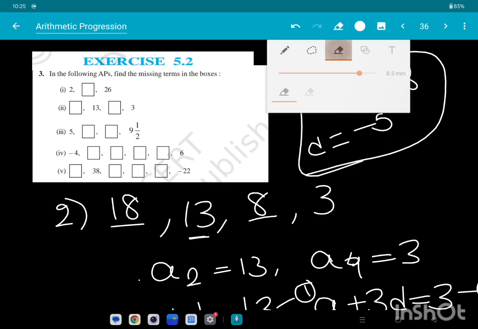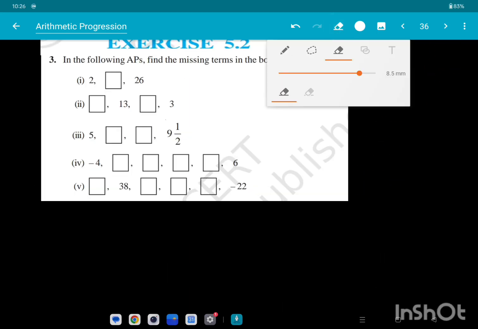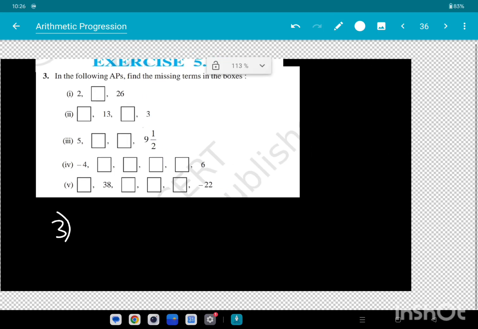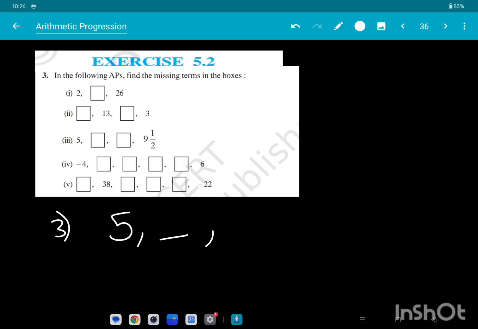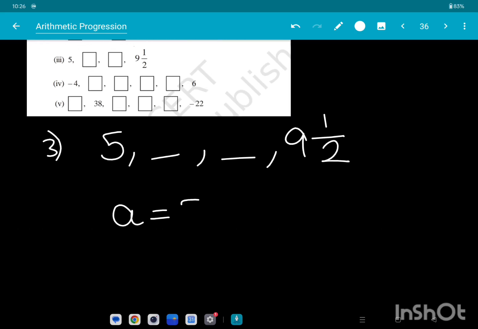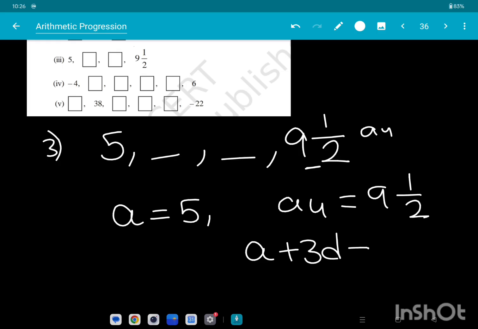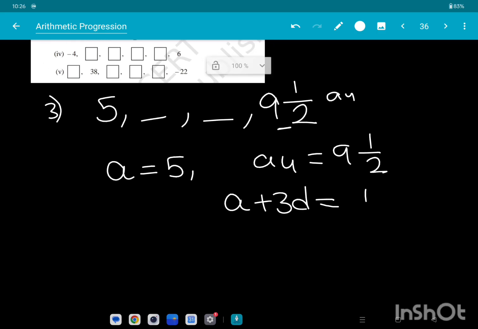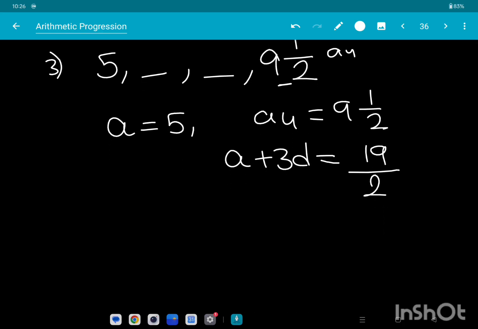Now we will move on to the next problem. The third question: the given AP is 5, dash, where the second term we need to find, the third term also we need to find, and the fourth term is 9 1 by 2. Here it was given the first term A is equal to 5. Here it is the A4 term, right? A4 is given as 9 1 by 2, which means we can write A plus 3D is equal to, 2 nines are 18, 19 by 2. This mixed fraction will become a normal fraction, 19 by 2. Now I need to find the D value. A value was already given.